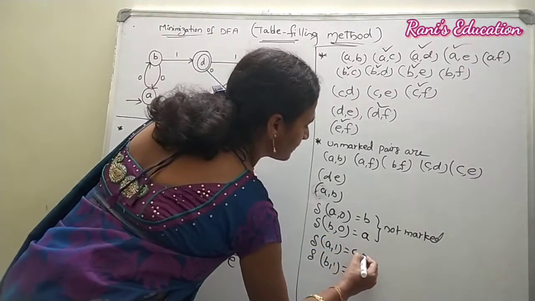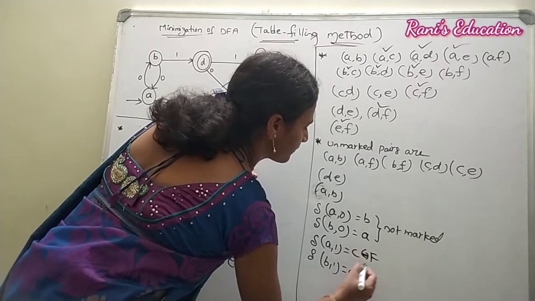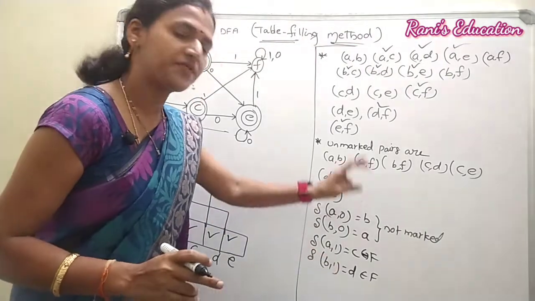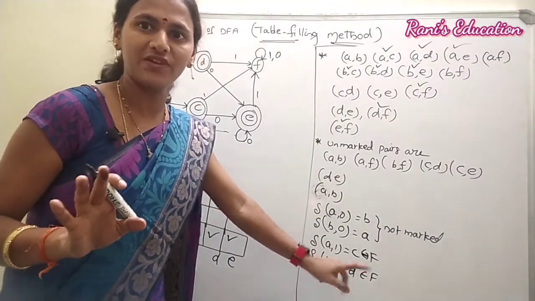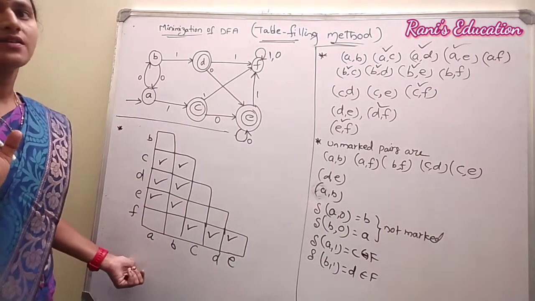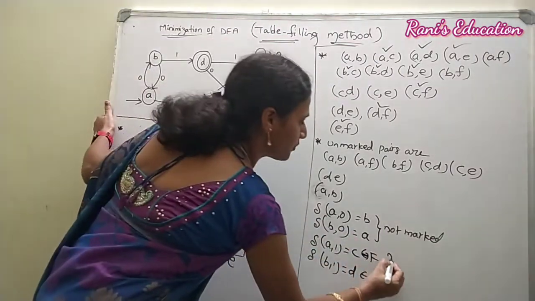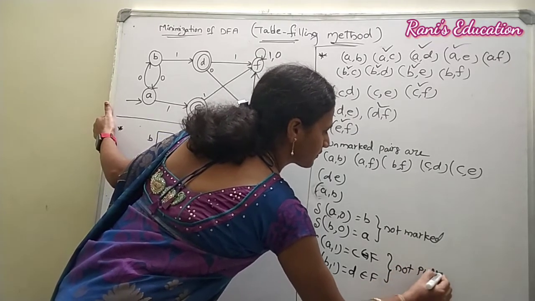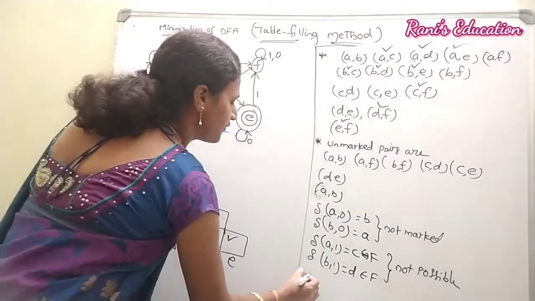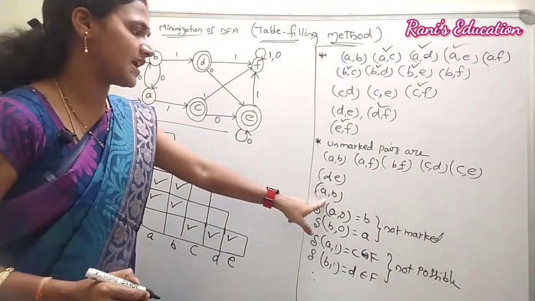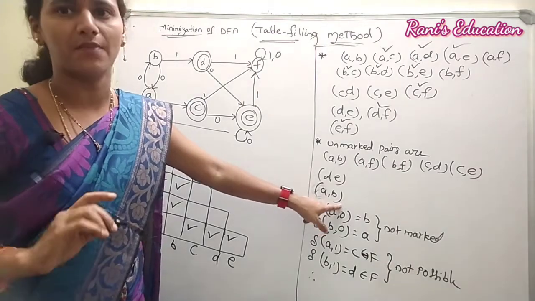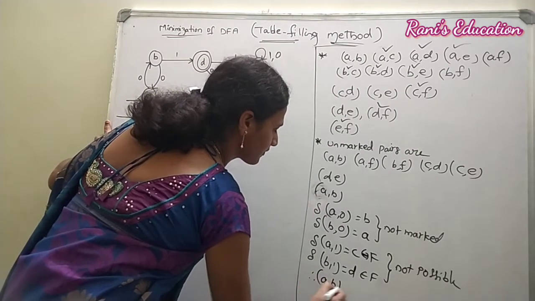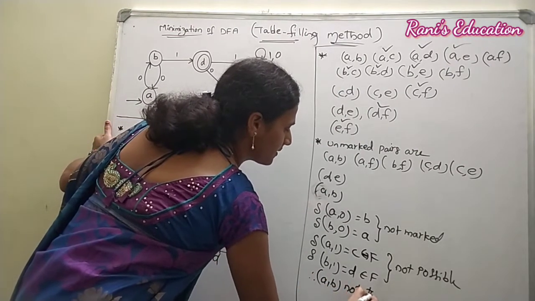So here, this is a final state, which is also a final state. Is it possible to mark if the two states are final states? No, which is not possible to construct in the table, isn't it? Therefore, we have to write a conclusion that the state pair A, B is not to be marked.